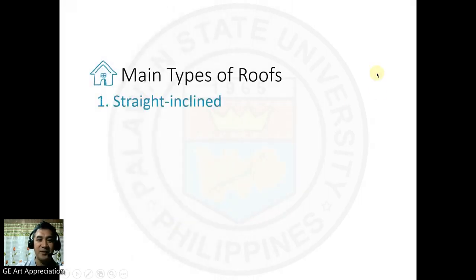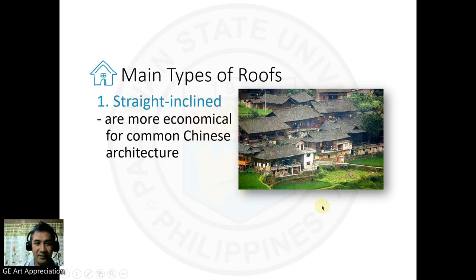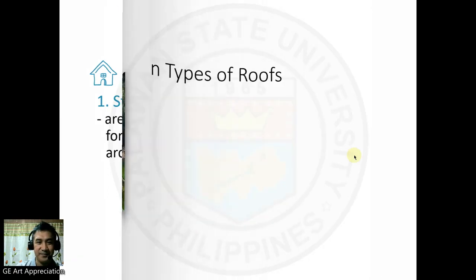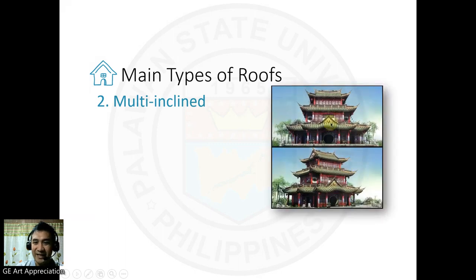So, what are the main types of roofs? In the architectural design, they have straight inclined. Yan. Okay, straight inclined lang siya. It is being said as it is more economical for common Chinese architecture. So these are the main types of roofs, multi-inclined.